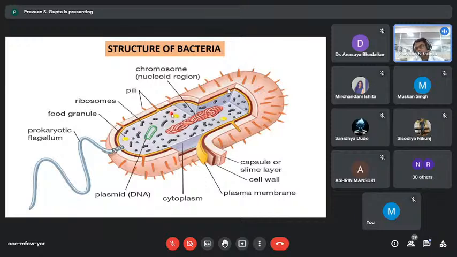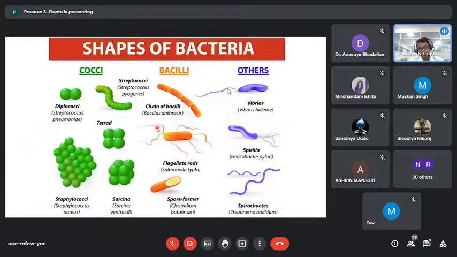So everything is going to happen in the cytoplasm only. So these things are happening in cytoplasm. This is how bacteria is very simple and able to manage all these important functions using their available structures like the cell membrane and the cytoplasm. Then coming to the next part, it is the shape of the bacteria.